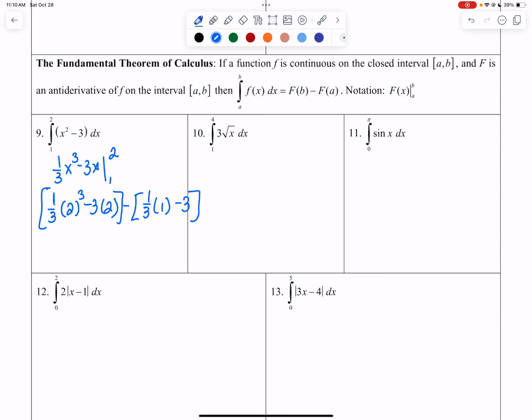Going to clean this up a little bit. So 1/3 times 2 to the third, that's 8/3 minus 6, and then 1/3 minus 3. Clean this up some more, so that's going to be 7/3, and then -6 minus -3 is minus 3. Clean this up even more, you're going to get -2/3.